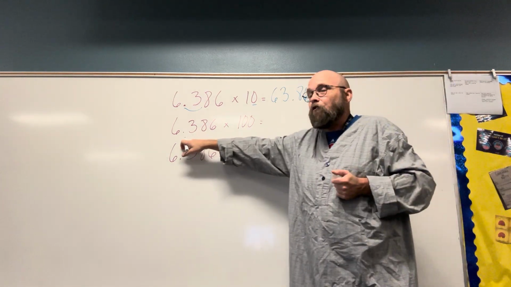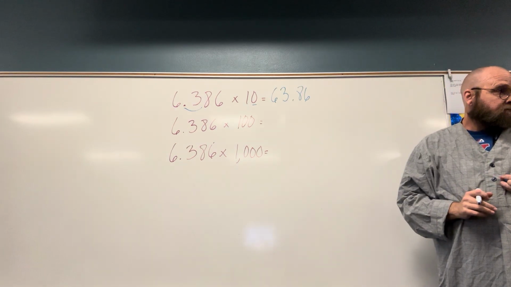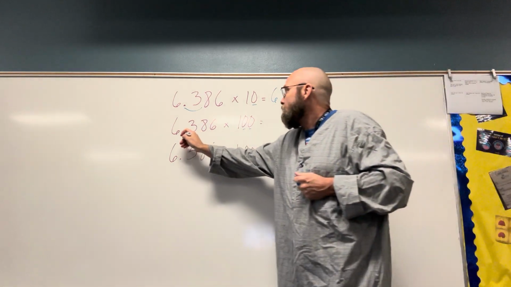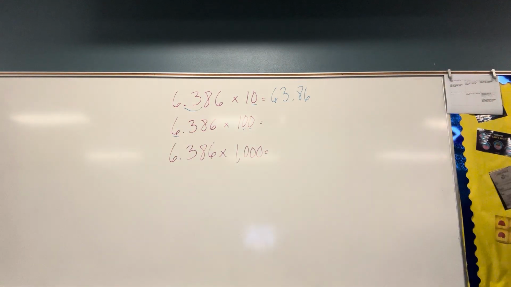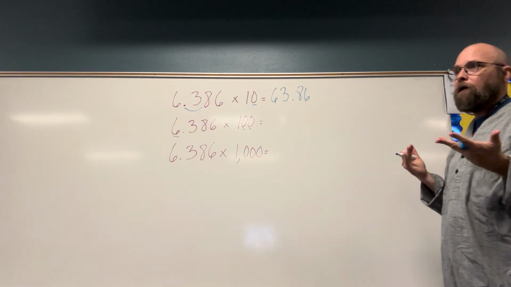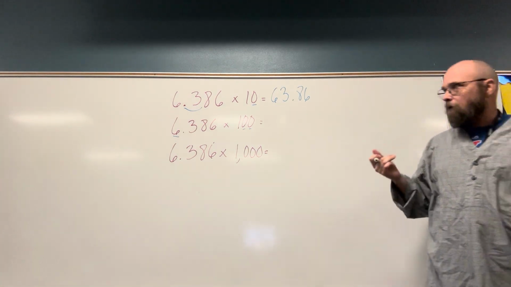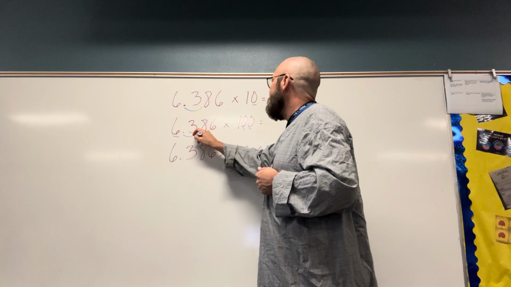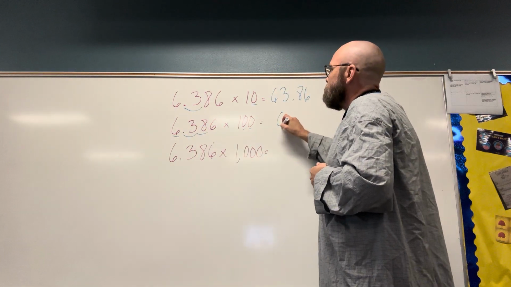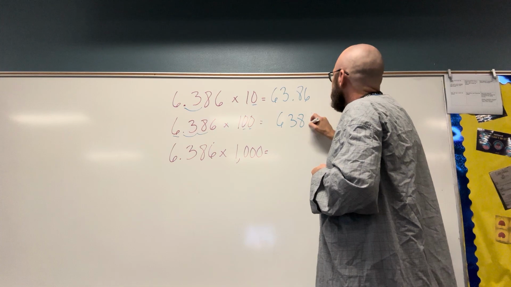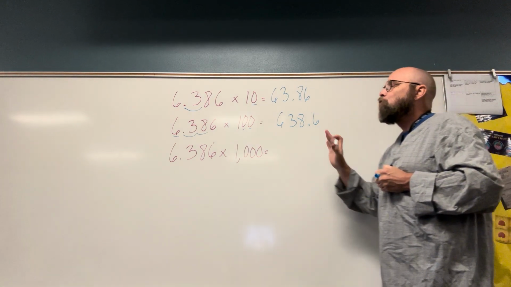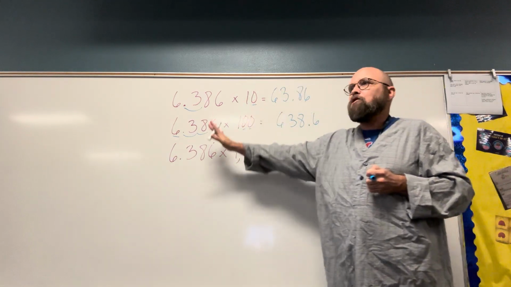All right. When multiplying by 100, I've got 2 zeros, so I need to make it 100 times bigger. So this 6, which is now in the ones place, if you multiplied 6 times 100, what would it equal? 600. So I need the 6 to be in the hundreds place, which means I'm going to move my decimal point 2 places to the right. 638 and 6 tenths.